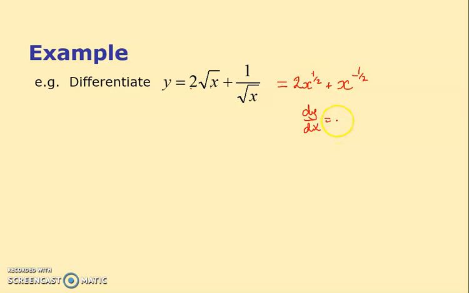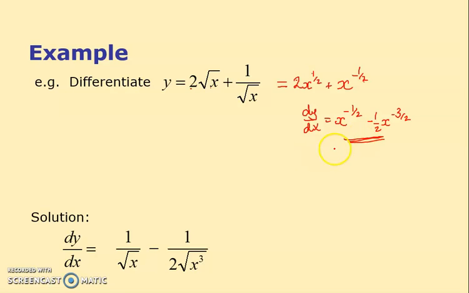Times 2 times a half is 1. Notice I don't bother writing that, I just write x to the minus a half, but I knock the power off. Minus half to the front times by the 1 gives me minus a half x. And again, you've got to work out what minus a half minus a whole one is. You should get on your calculator minus 3 over 2.